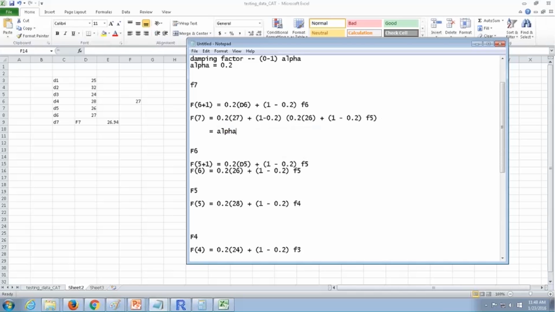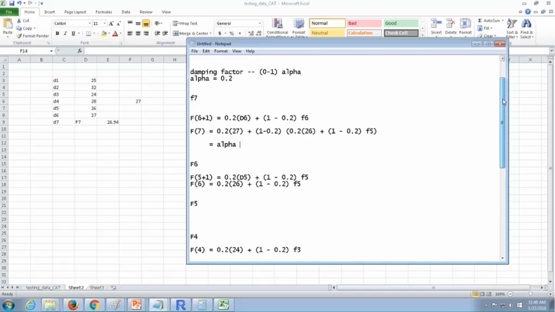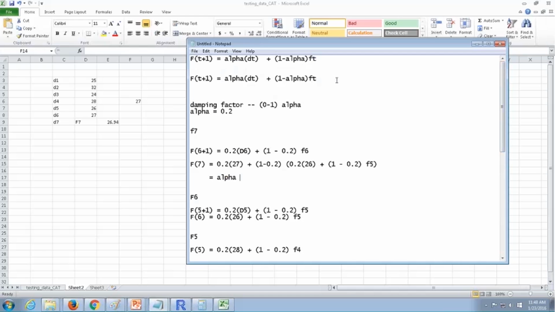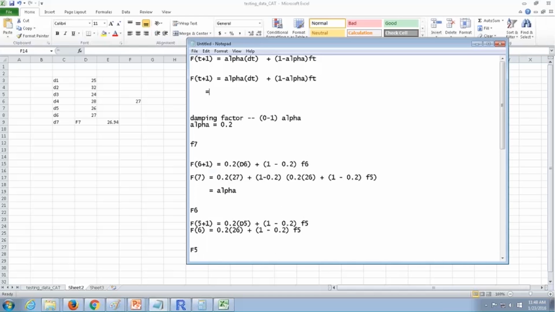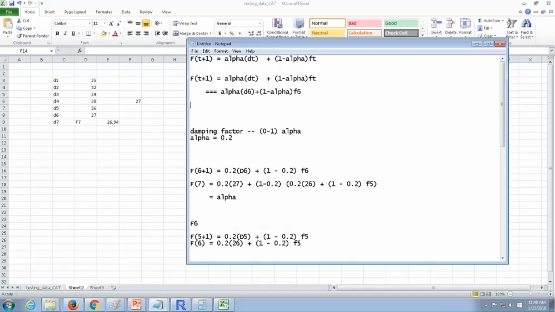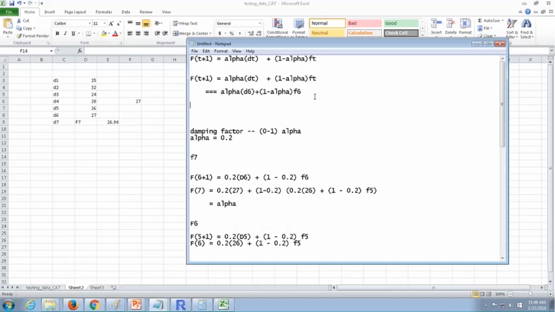Okay, this is the formula: alpha into D6 plus 1 minus alpha into F6, right? This is the formula we have, alpha into D6 plus 1 minus alpha into F6.